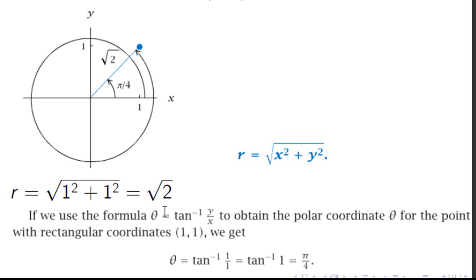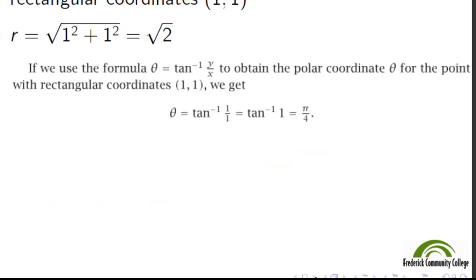And then to find out what that theta is, I need to find the arctan, or the inverse tan. So theta is equivalent to the inverse tan of y over x. And obviously in this case it's 1 over 1. And the inverse tan of 1 is nothing more than pi over 4.